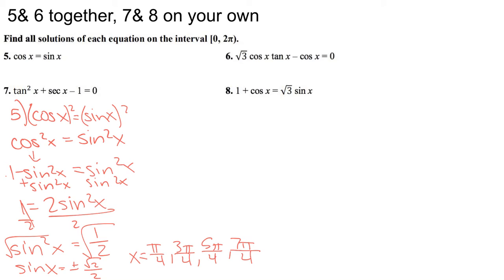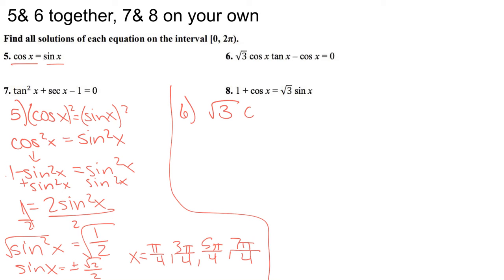Now, if you solved it going with cosine, they're the same answers because if you look at the original, cosine x equals sine x. Where are the values of cosine and sine identical? Well, they're at those specific places. So, just to be aware, you guys can see that there. All right, number 6.